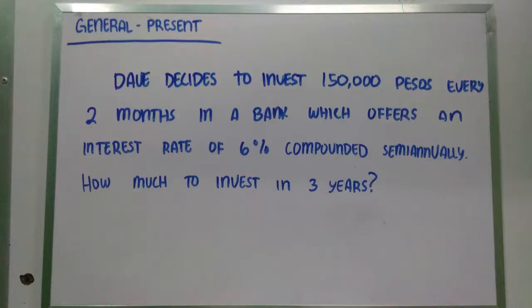For this problem, we have: Dave decides to invest 150,000 pesos every 2 months in a bank which offers an interest rate of 6% compounded semi-annually. What is the present value of the investment in 3 years?